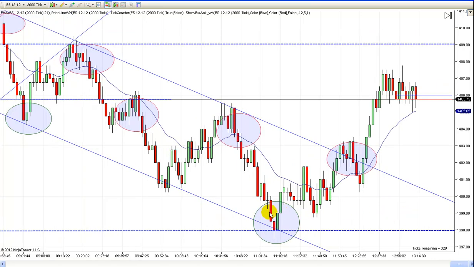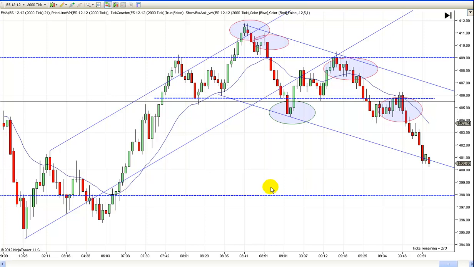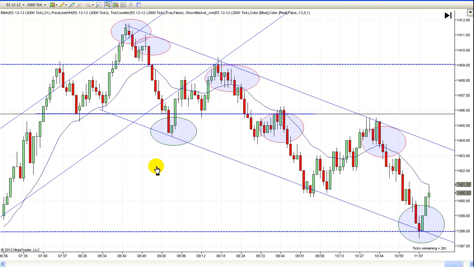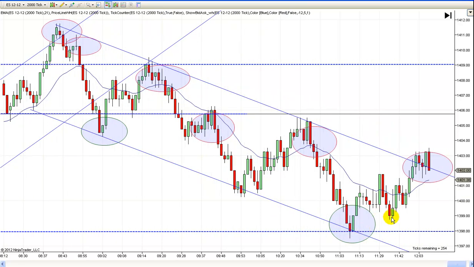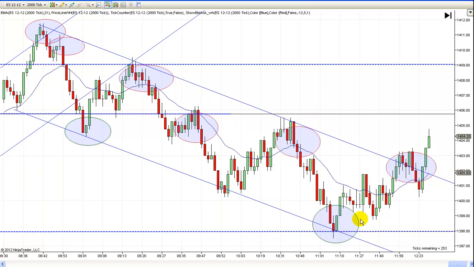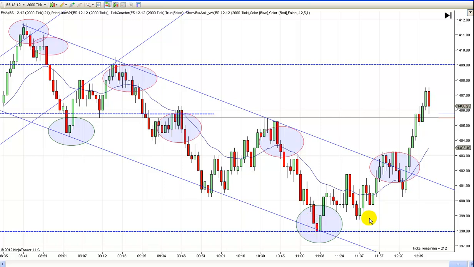I exited right in here somewhere. And the reason was I was trying to exit right above that trap right there, because that's usually where they'll run it to and it bounces. And it ran on down, and I probably should have just exited one tick above where it was coming into this. But I had a limit order there, and I didn't want to move it. And so I kept it in there, and so I missed out on a point or so there.